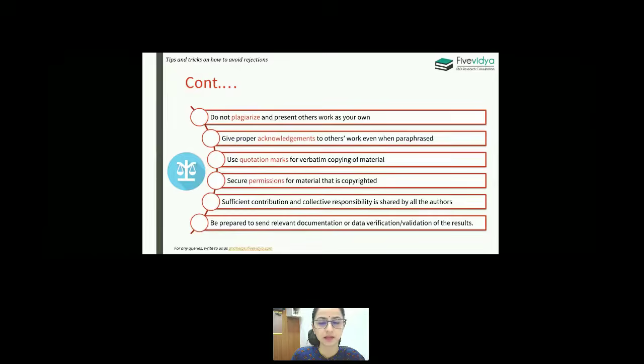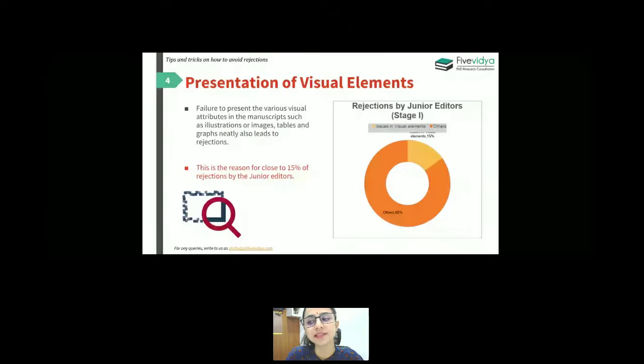Next comes the point of presentation of visual elements. Visual elements include the pictures, the analysis, the graphics, the illustrations you are giving in your submission. It should be clear. First thing you should note is that the images, the pictorial data you are giving in your submission, should be clear and valid. It should adhere to the research you are presenting. So failure to present any of the visual factors in an appropriate manner can lead to rejection.